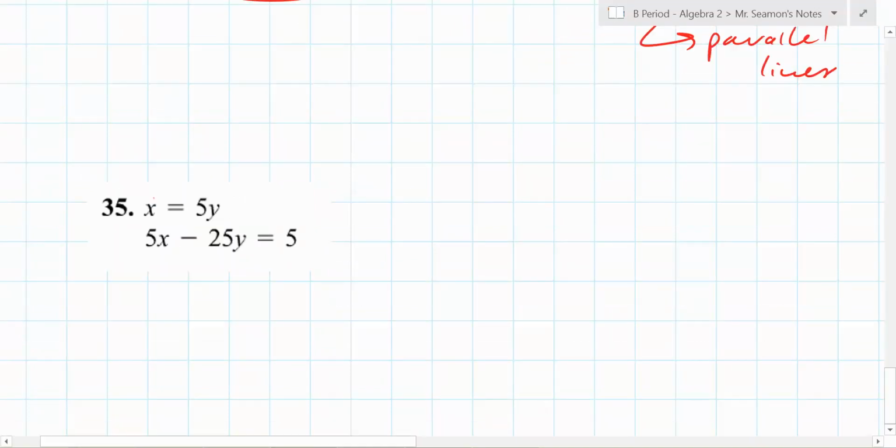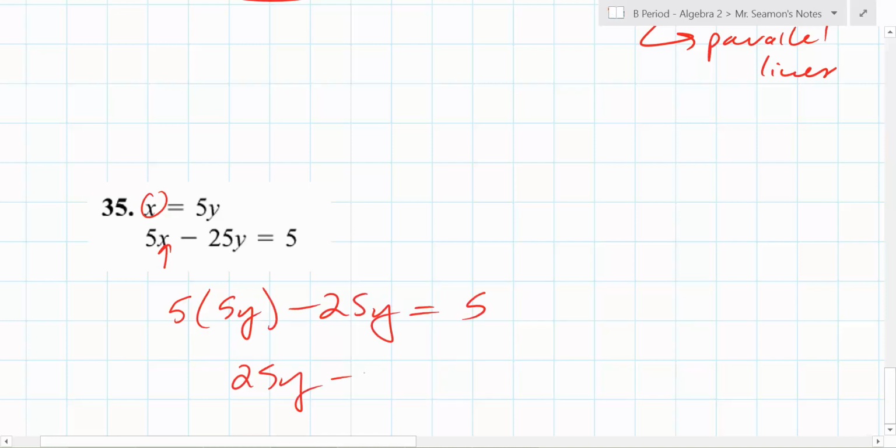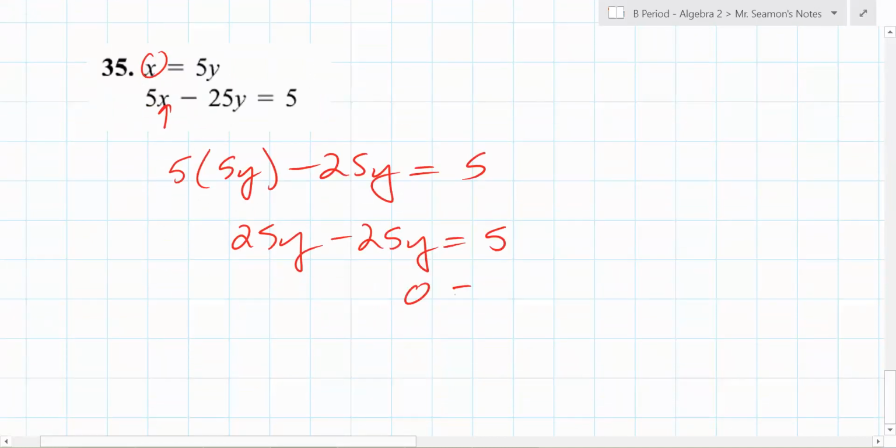You just plug it in. So this x goes right there. So 5 times what? Y minus 25. Y is equal to what? So 25y minus 25y is equal to 5. 0 equals 5. So what does that mean? Parallel lines. No solutions.